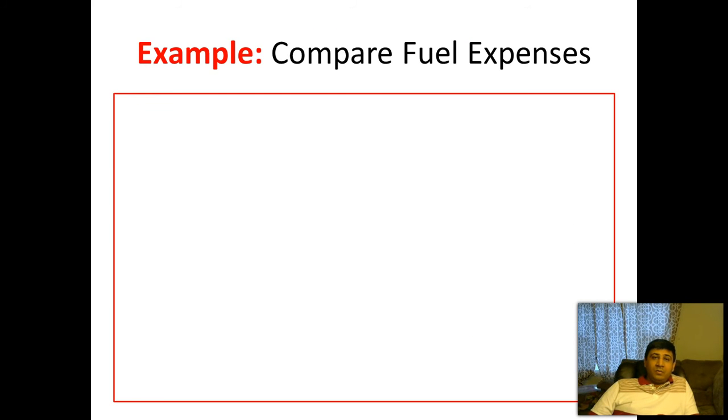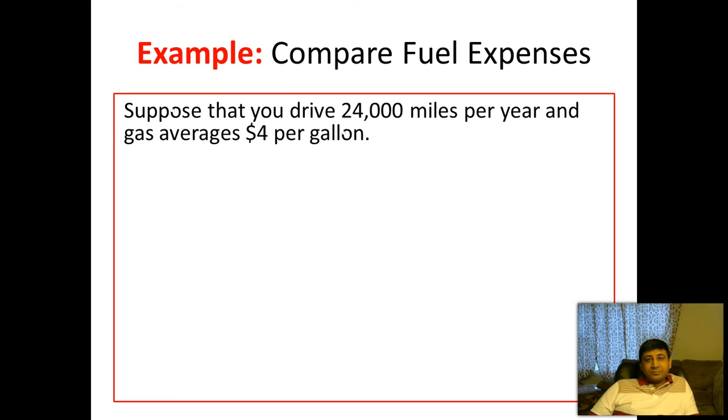Let's compare fuel expenses. Suppose that annually you drive 24,000 miles per year, and the gas average is $4 per gallon. It's a little bit too much in this example again. I don't know why. Yeah, it can be if you are driving every weekend to Charleston from Spartanburg, maybe you will get these miles. But if you're coming to school, maybe you will be less than 10,000. Anyways, so these are our parameters here.